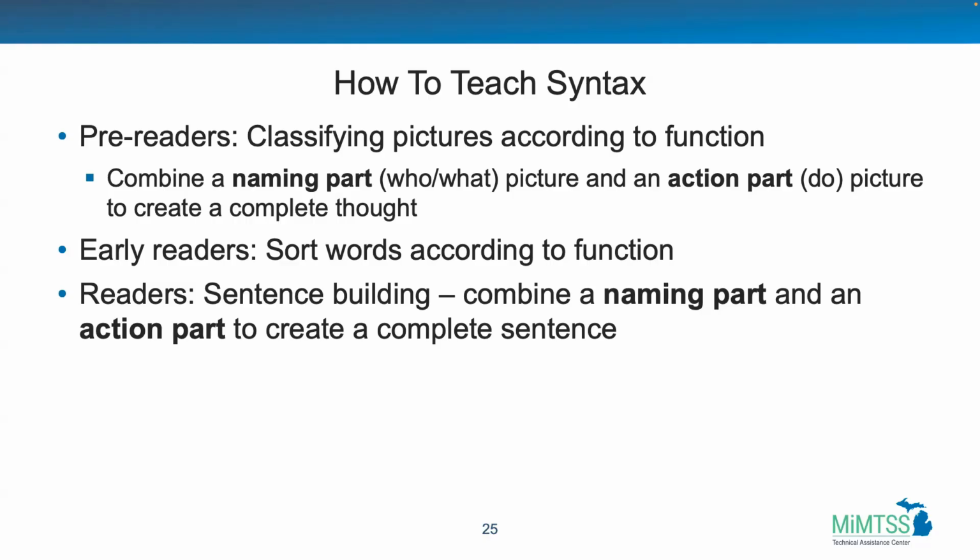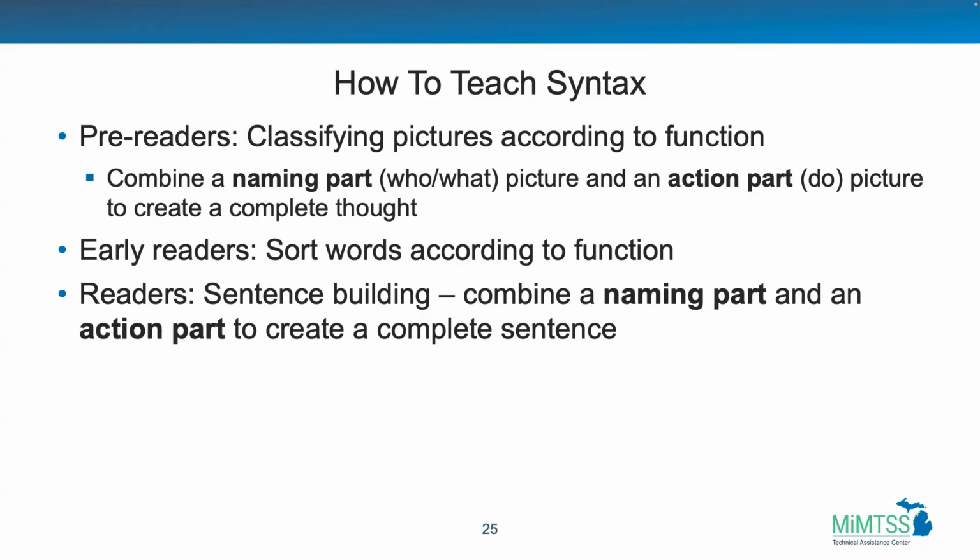We can be sorting, is this picture or word, if they're able to decode the word, is this a person, a place, or a thing? And then we can combine those nouns and verbs to create a complete thought. You could combine two pictures to create a complete thought, which is a sentence. And this will lead to the topic of understanding basic sentence structure. You can start this very, very early, even with pictures.